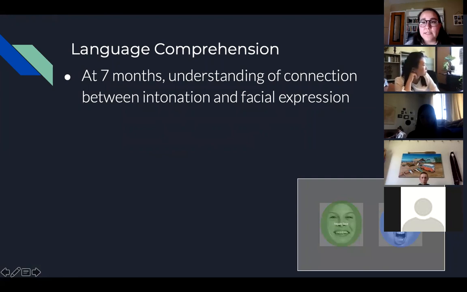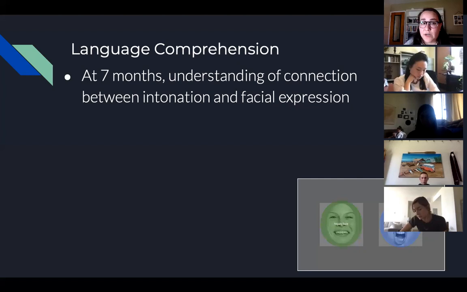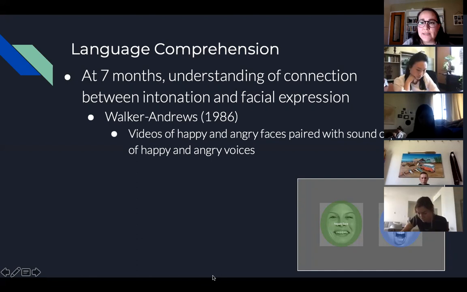And then at about 7 months, babies have shown understanding of the relationship that can exist between the emotional tone of someone's voice and their facial expressions. So there was a study done by Walker-Andrews in 1986. In this study, he showed babies videos of either happy faces or angry faces, and he also paired them with recordings of either happy sounding voices or really angry sounding voices.